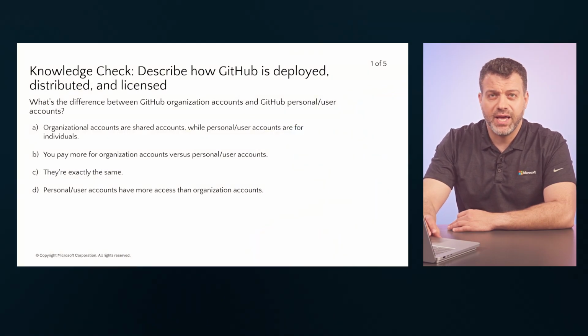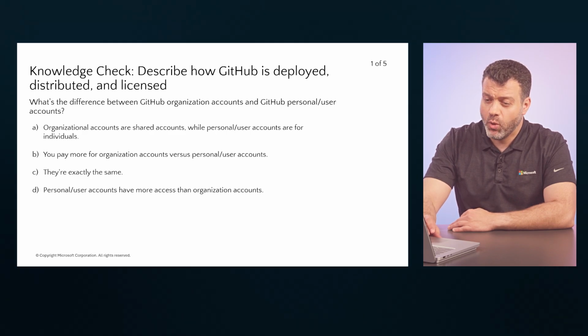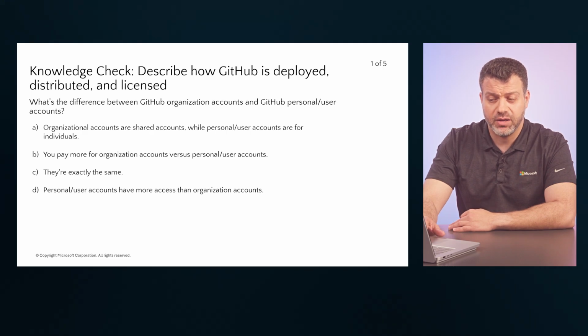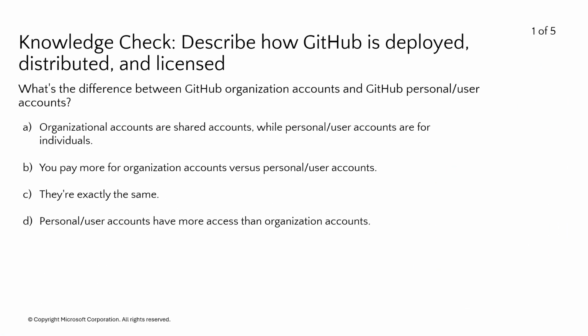What's the difference between a GitHub organization account and a GitHub personal user account? Organization accounts are shared accounts, while personal user accounts are for individuals. You pay more for an organizational account versus a personal user account. They're exactly the same, or personal user accounts have more access than organization accounts. And the correct answer is, organization accounts are shared accounts, while personal user accounts are for individuals.